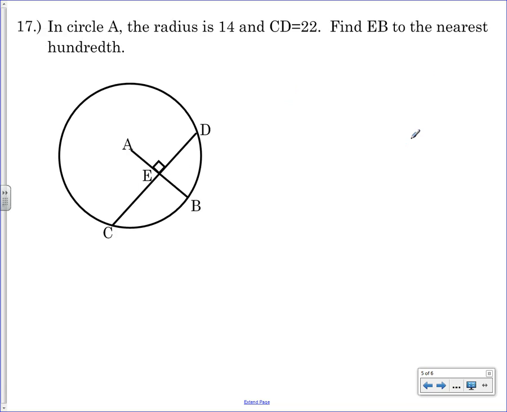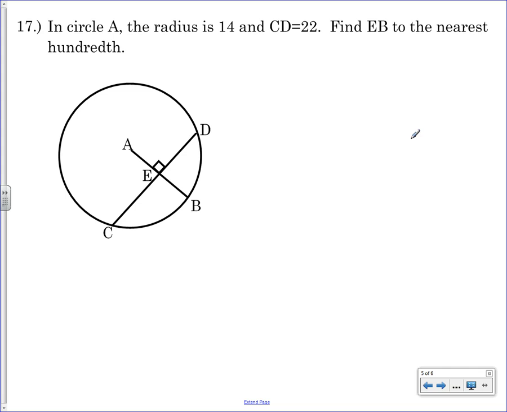In circle A, the radius is 14 and CD is 22. Find EB to the nearest hundredth. I don't want you to assume this all the time, but if they say find EB to the nearest hundredth, then you get a pretty number, a whole number or natural number, either way, it's kind of your hint that maybe you did something wrong. If they say round to the nearest hundredth, you're probably supposed to round. Does that make sense? If we get like 4, I don't want to say you're wrong, but it's kind of a hint that maybe you're wrong.